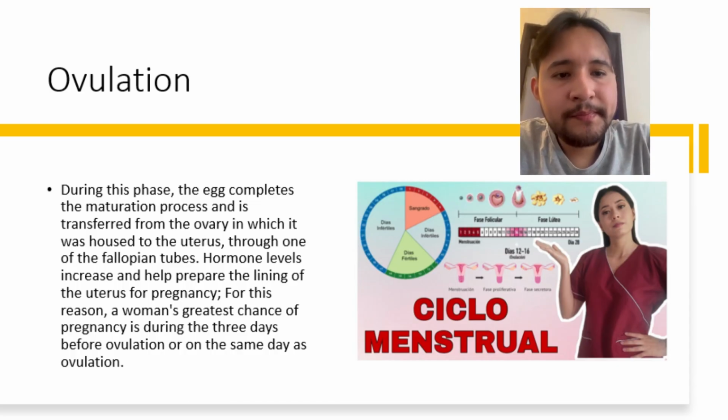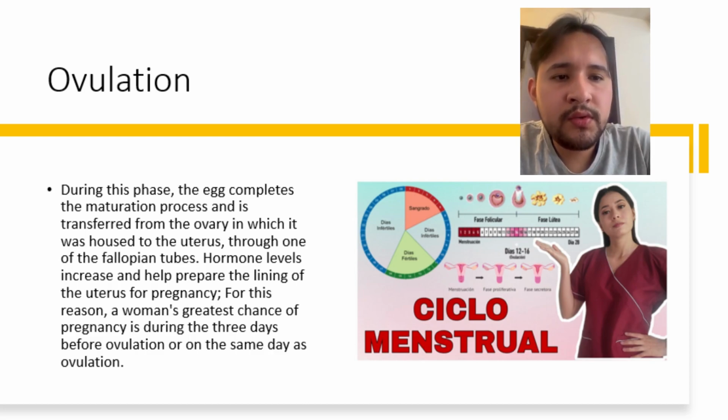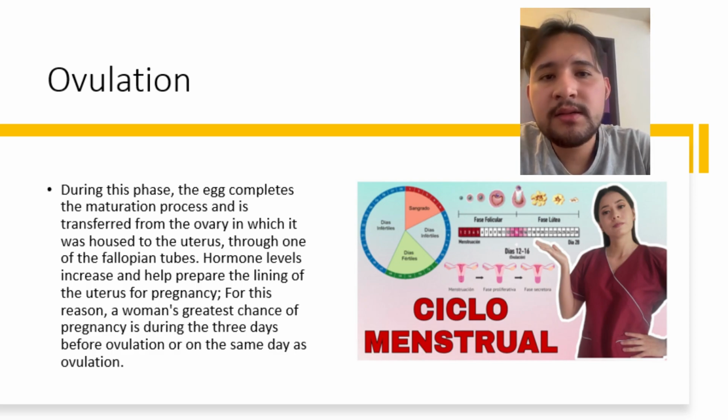Ovulation. During this phase, the egg completes the maturation process and is transferred from the ovary in which it was housed to the uterus through one of the fallopian tubes. Hormone levels increase and help prepare the lining of the uterus for pregnancy. A woman's greatest chance of pregnancy is during the 3 days before ovulation or on the same day as ovulation.